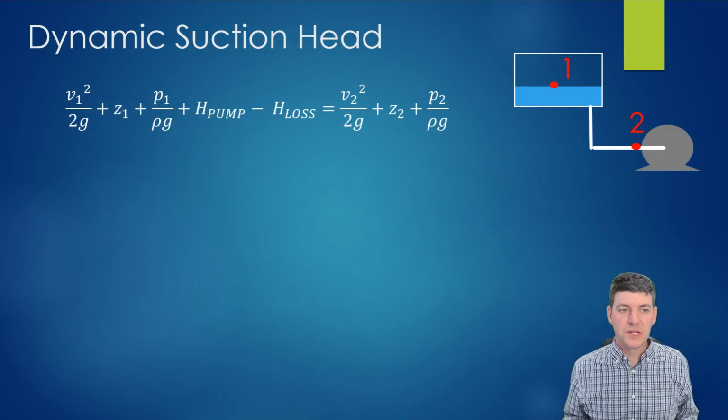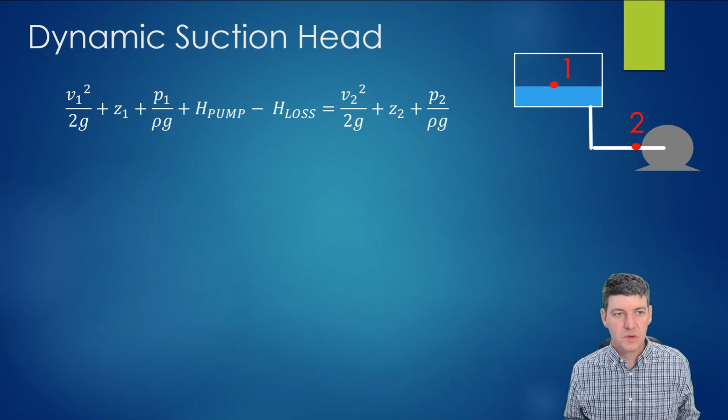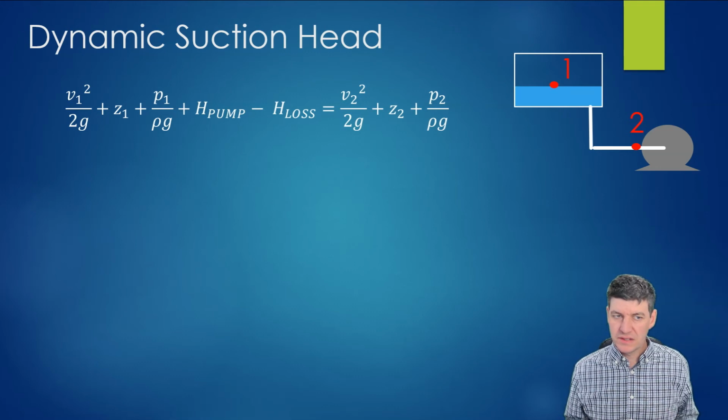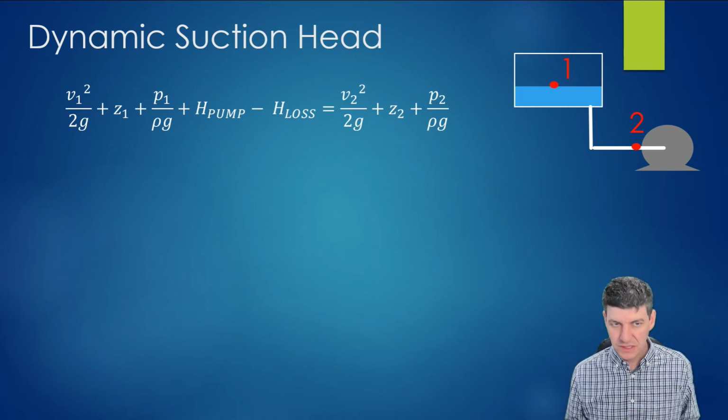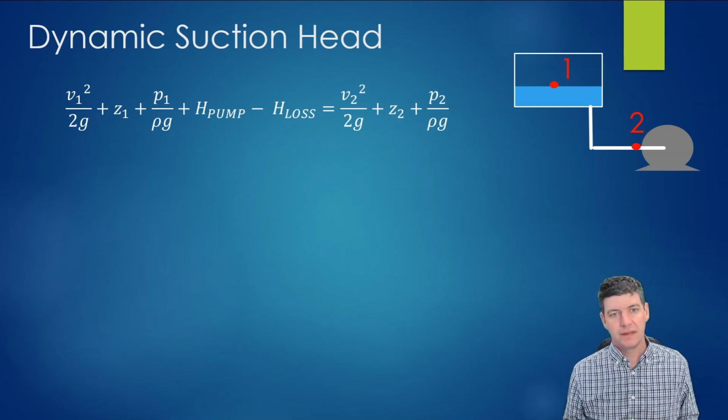Okay, so here's our version of Bernoulli's equation. So we have our velocity head, our static head, our pressure head at number 1, plus whatever a pump energy or head may provide into our system, minus losses, so friction and other losses. And that's going to be equal to the velocity head, the static head, the pressure head at the second point in our system, so the downstream point.